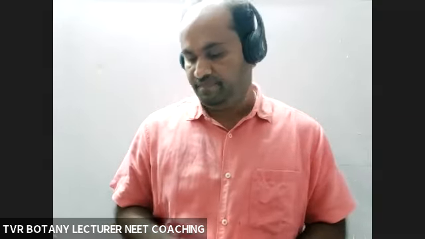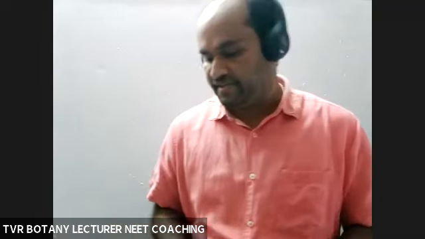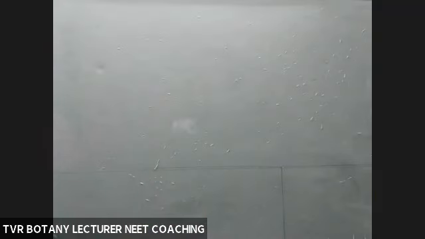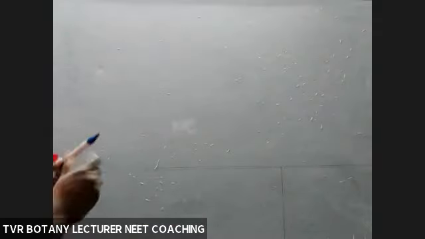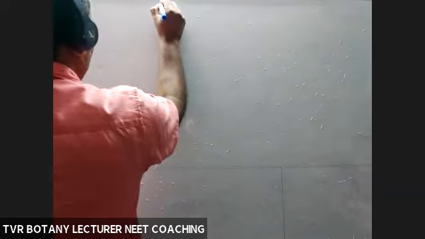Dear students, now we are going to discuss the mechanism of photosynthesis. The mechanism of photosynthesis is explained with the help of two headings. One is the light reaction and the second one is the dark reaction. So the first pathway, the first event, is the light reaction. Mechanism of photosynthesis.